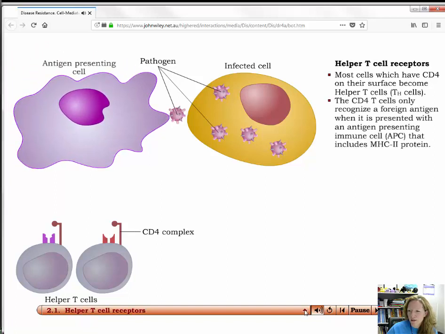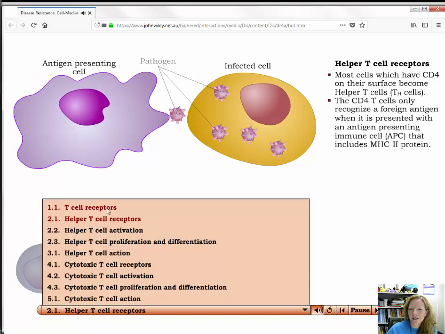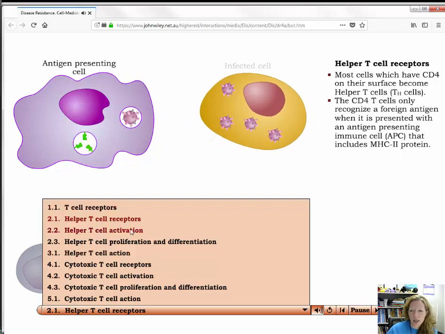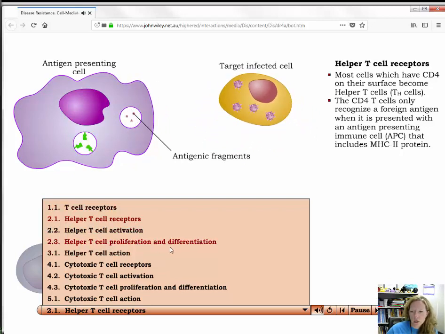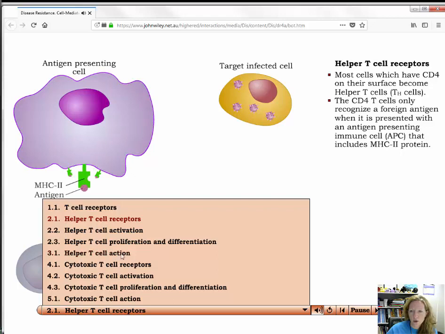CD4 T cells can only recognize foreign antigens when they are presented in conjunction with major histocompatibility complex, or MHC class 2 molecules. This is really what you need to focus on mainly. If you click on this little arrow right here, that's that little menu I was looking for. It's going to walk you through this. It's going to go through the receptors. These protein molecules are only found on certain immune system cells, called antigen-presenting cells. It's going to go through activation, proliferation, differentiation, and action. So it's only going to walk you through the next couple of sections, and then it will go through cytotoxic T cells as well.